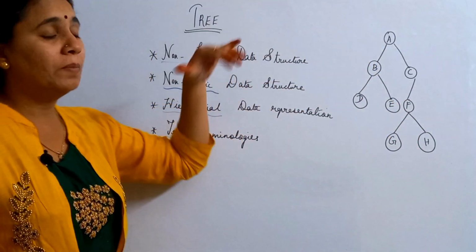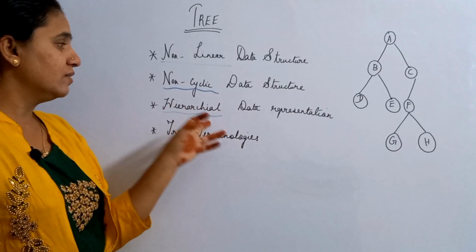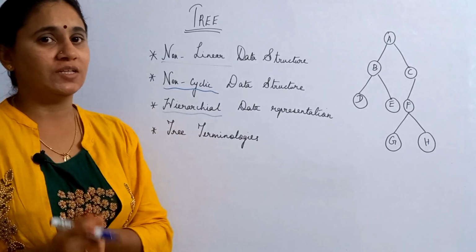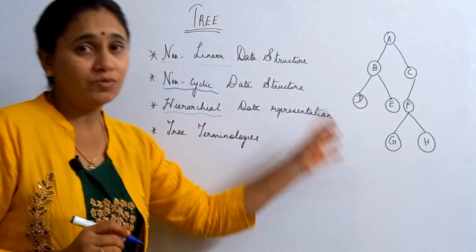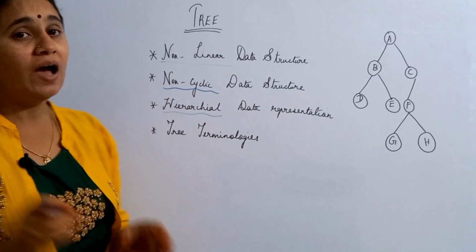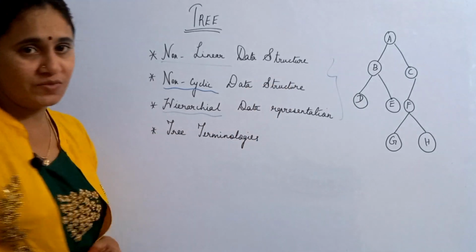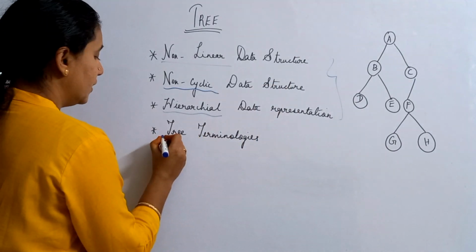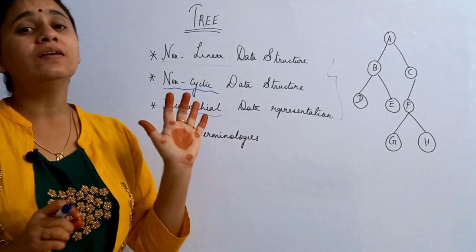Okay friends, so by using that relationship, we are using this hierarchical data representation. So the meaning is hierarchy. What relationship we are following for finding the data is called a hierarchy. So these are all very important points, friends. Make a note. Next, we are going to discuss the tree terminologies.